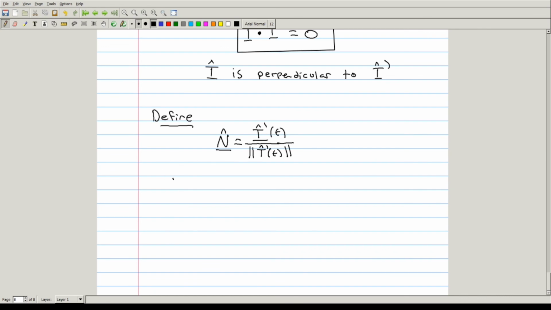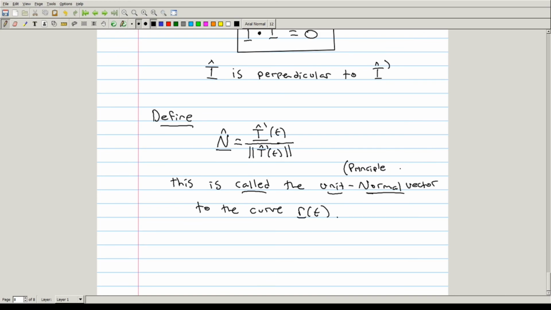So this vector is called the unit normal vector to the curve r of t at a given point. And it's important to remember that it's perpendicular to the original tangent vector. So what's important about this is that it singles out a special perpendicular vector called the unit normal, or sometimes called the principal normal vector to the curve r of t at a given point.